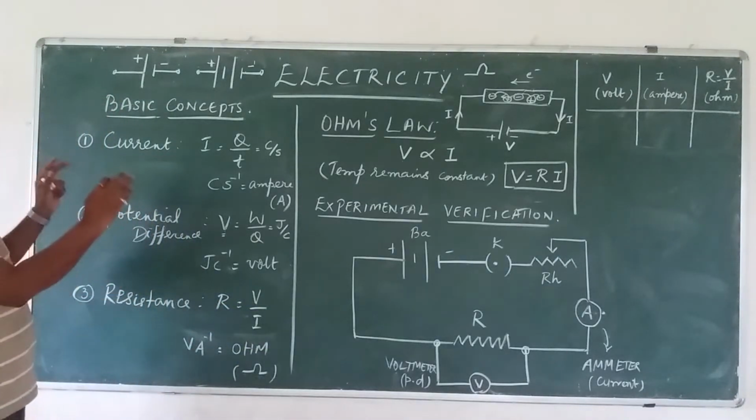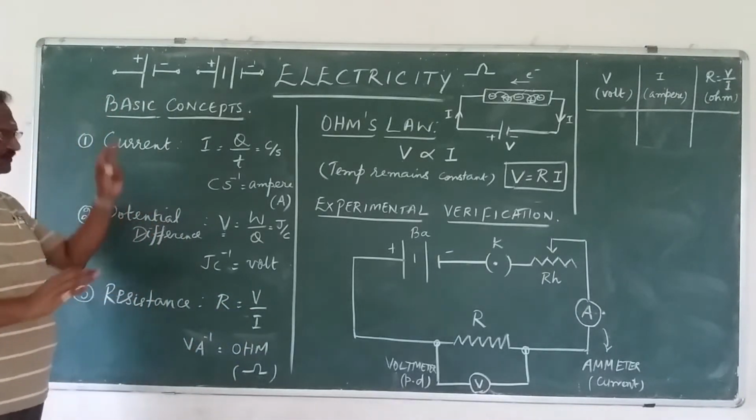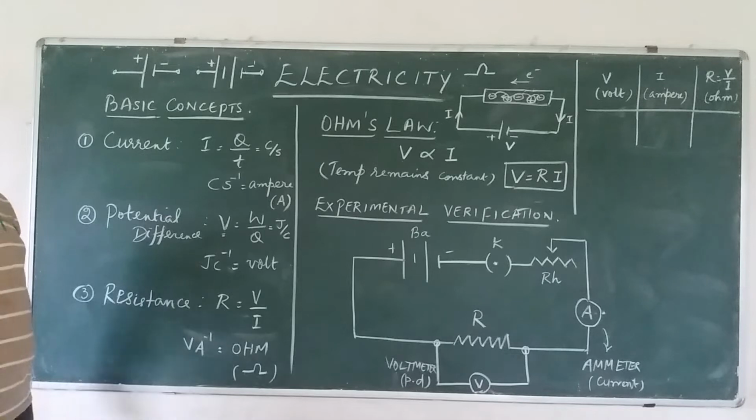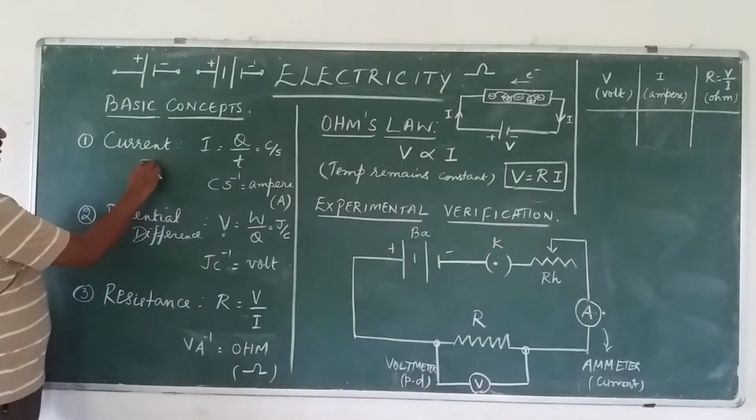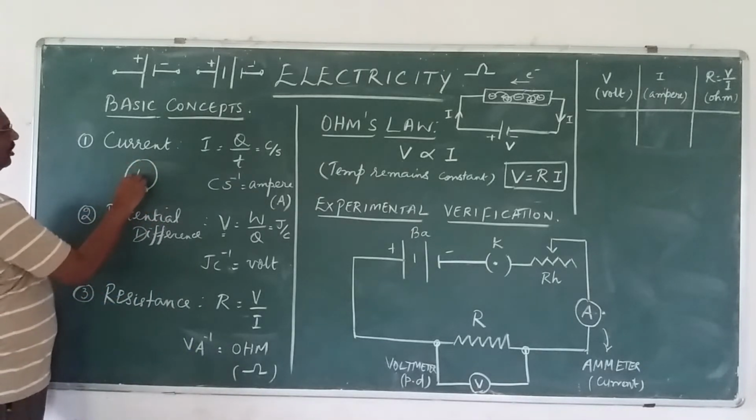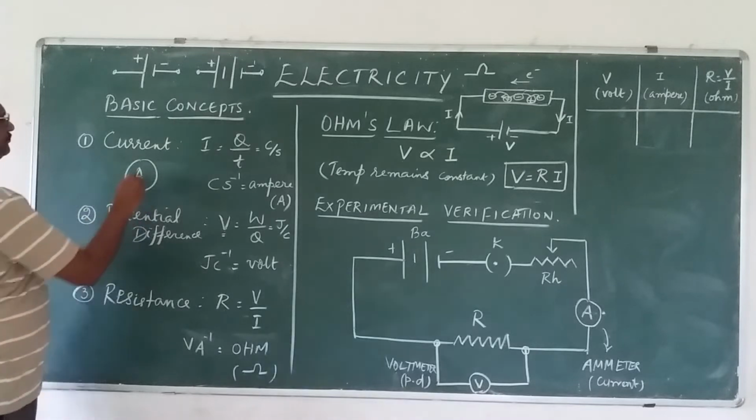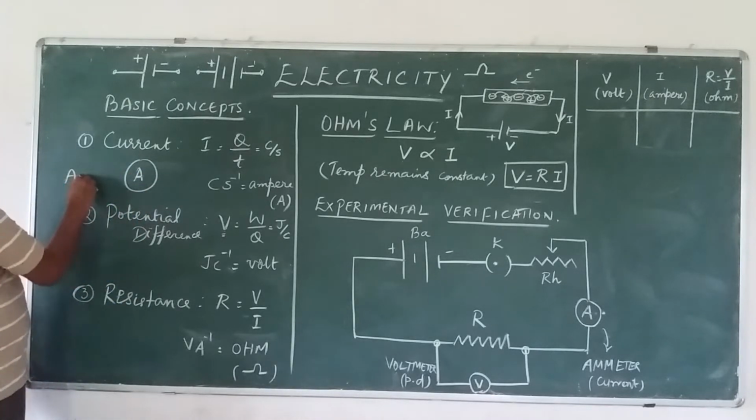Now let us talk about the instruments used to measure these physical quantities. Current is measured by an instrument called an ammeter.